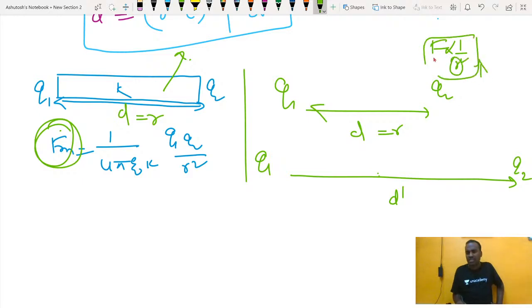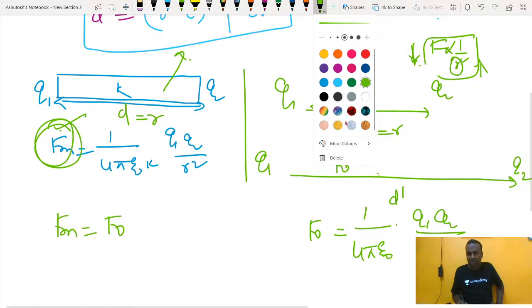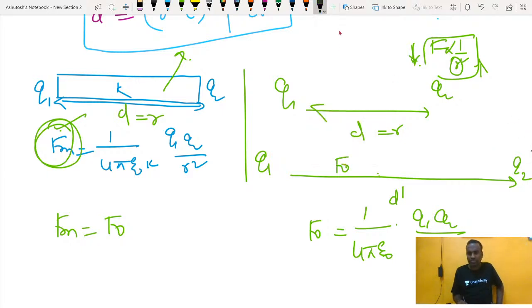When r increases, the force decreases, and at a particular instant, the force with the medium will be balanced with the force in free space. Suppose at this instant, the force with medium and the force with free space are both the same. So what can I mention, students, over here? That 1 by 4 pi epsilon naught q1 q2 upon d dash square.